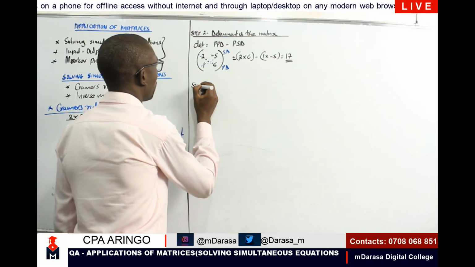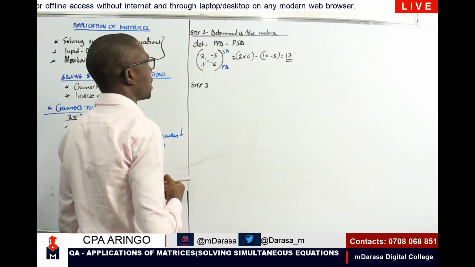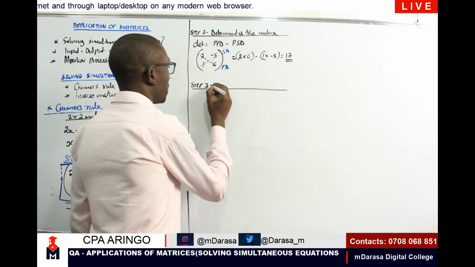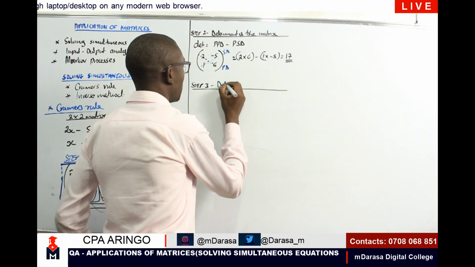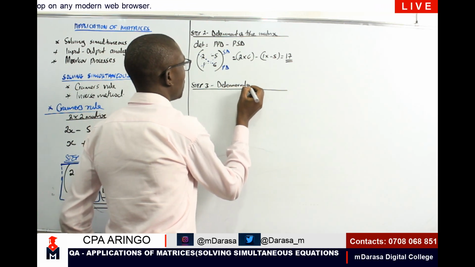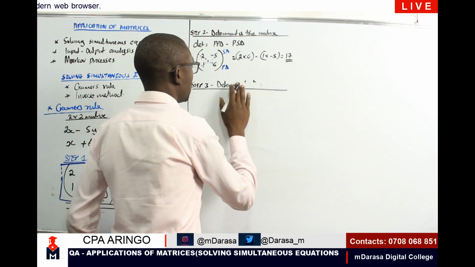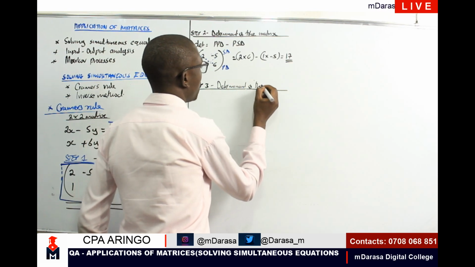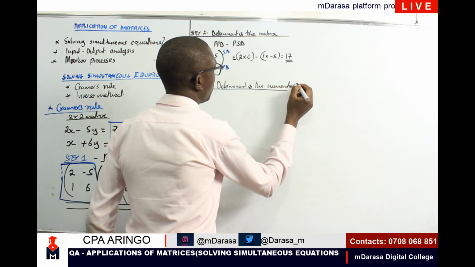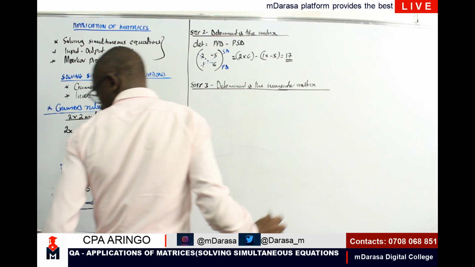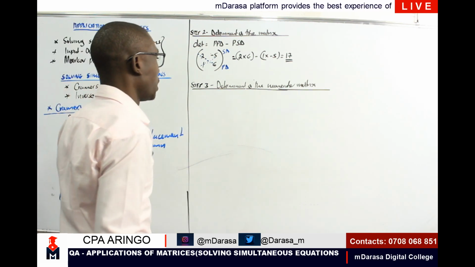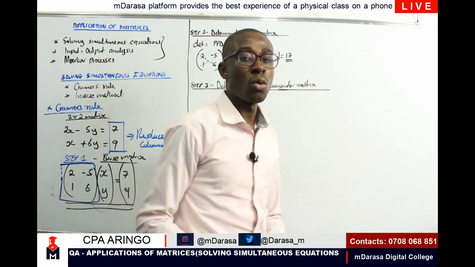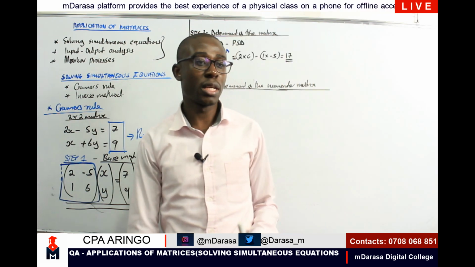If you talk of our step number 3, this is the most important step. We should determine the determinant of the numerator matrix. And the question will be, how will we determine the numerator matrix? At this point, this is where the concept of the replacement column will kick in.